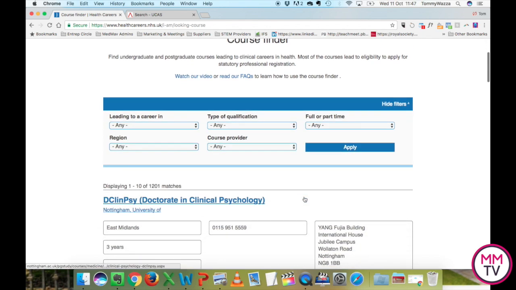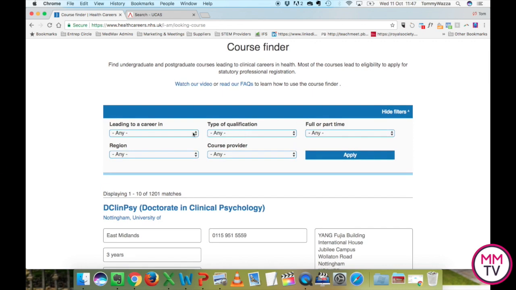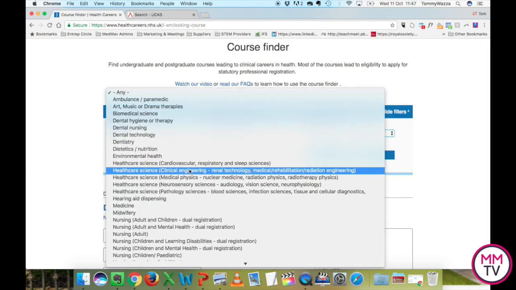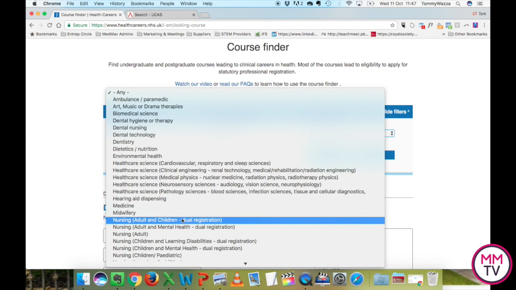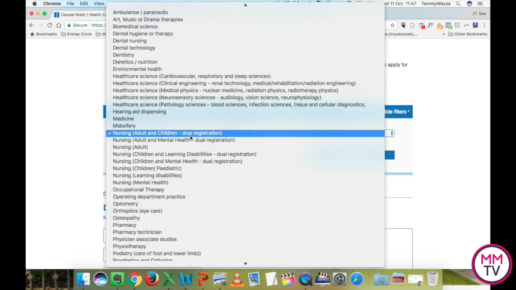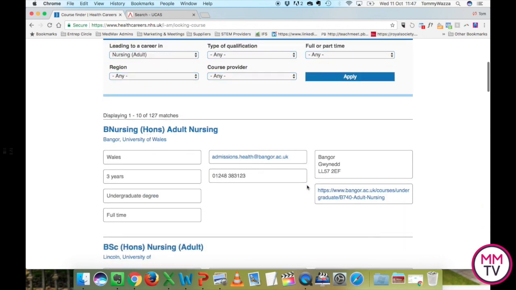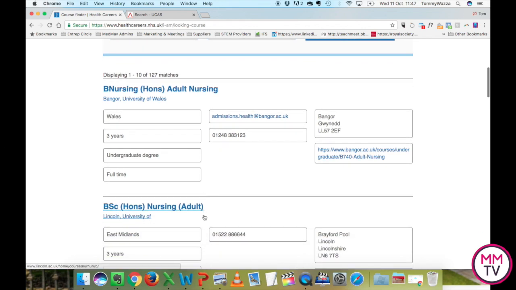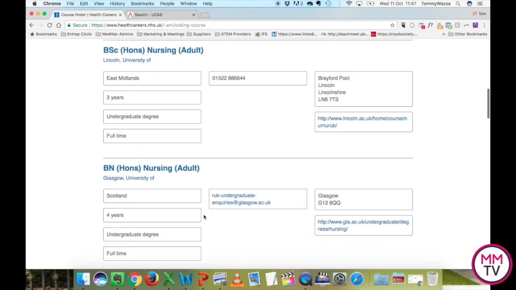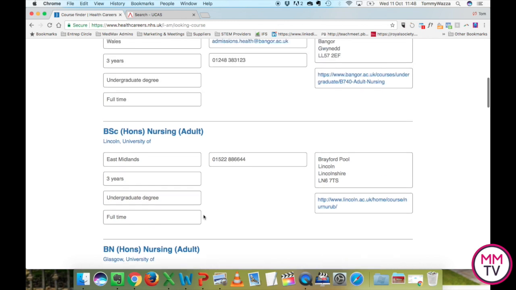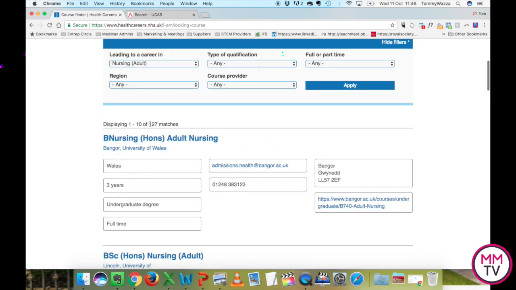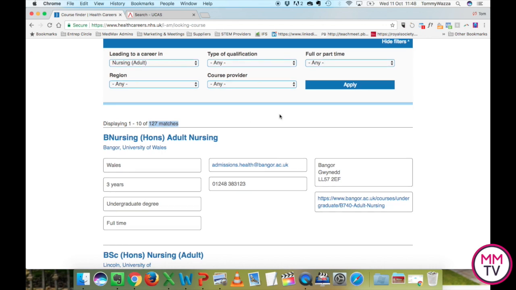So it lets you search different universities actually on the NHS website. Okay, so let's do nursing, like we're just doing in adult. Oops, let's do the right one, adult, there we go. And let's just apply that. And it gives you all the different universities that teach adult nursing. Okay, so you've got 127 matches, 127 places in the UK that do adult nursing. That's you've got a nice choice of places to go.